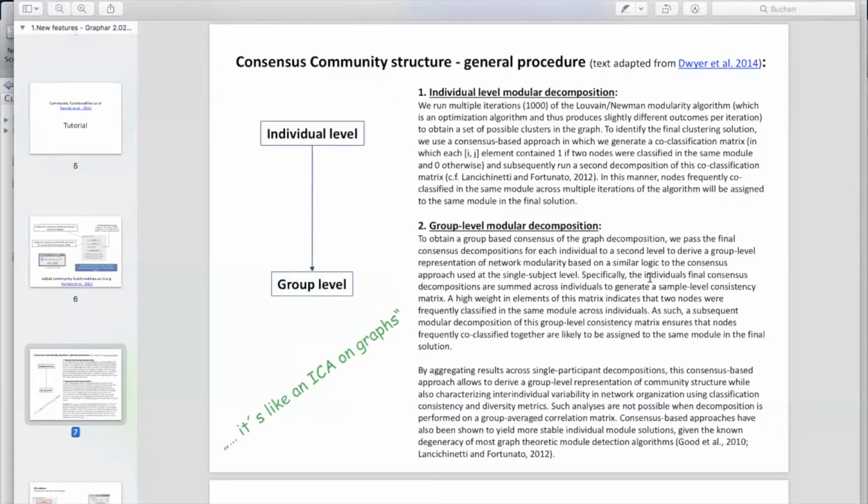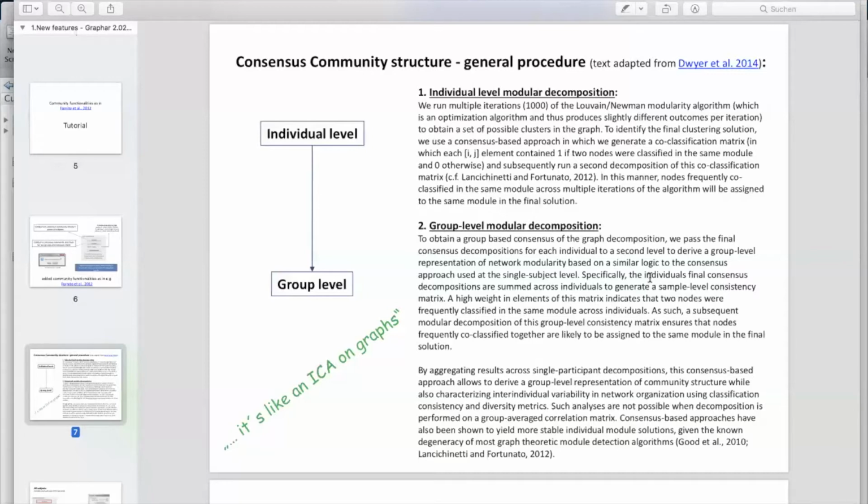Specifically, those individual final consensus decompositions are summed across individuals to generate a sample-specific consistency matrix. And here, a high weight in elements of this matrix would indicate that two nodes were frequently classified in the same module across individuals. And therefore, a subsequent modular decomposition of this group level consistency matrix would ensure that nodes frequently co-classified together are likely to be assigned to the same module in the final solution.